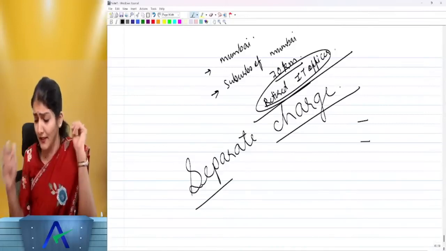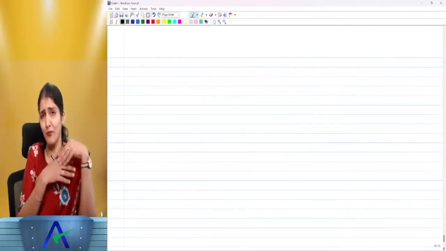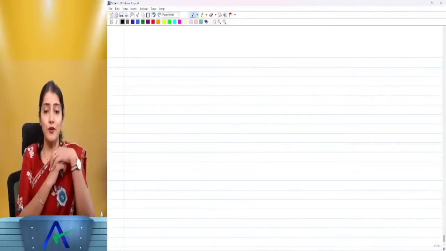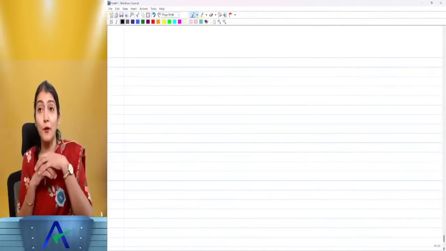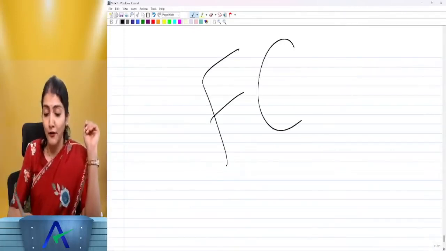Okay. Right. A chartered accountant, you know, became a chartered accountant yesterday. Yesterday the institute result came and he became a chartered accountant. And today he printed a visiting card. And on the visiting card he is saying, I am FCA.